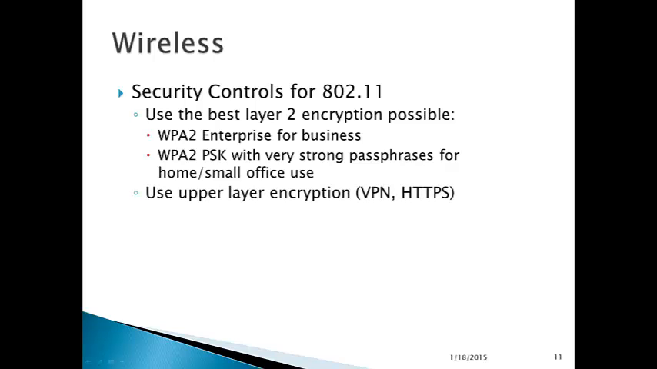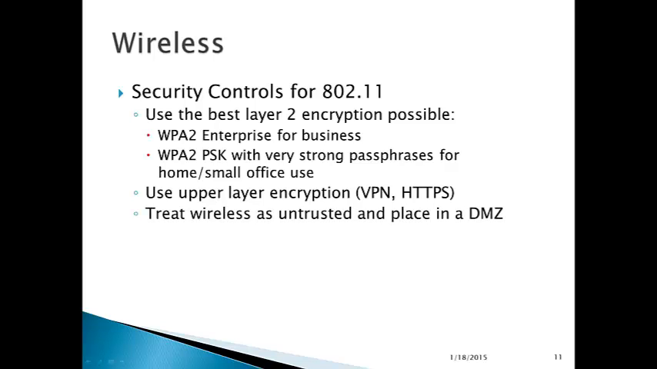Use upper layer encryption as well. Use VPNs if it's something very sensitive. If it's an enterprise environment and you're very concerned about confidentiality and integrity, always make sure that if you're accessing websites over wireless, it's done using HTTPS, not just plain old HTTP, and that you pay attention to the certs, and if there's an invalid cert you don't go to the site.